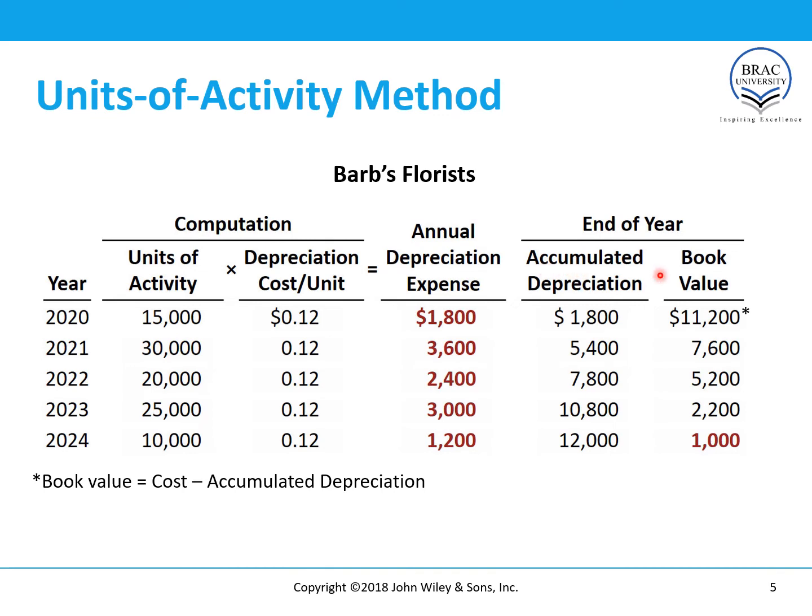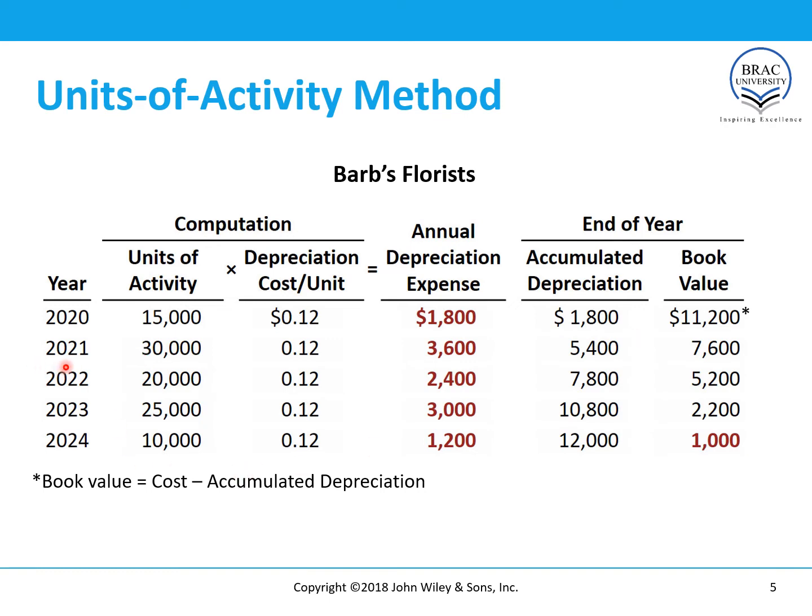Then we have the accumulated depreciation, and this is calculated by adding the current year annual depreciation expense with the previous year's balance of accumulated depreciation. And in case of 2020, since there was no previous balance for the accumulated depreciation, the annual depreciation expense and the accumulated depreciation have the same figure.